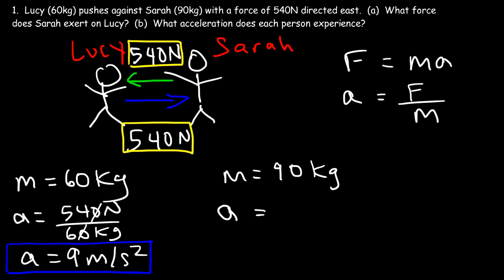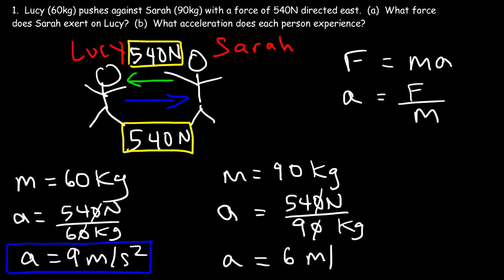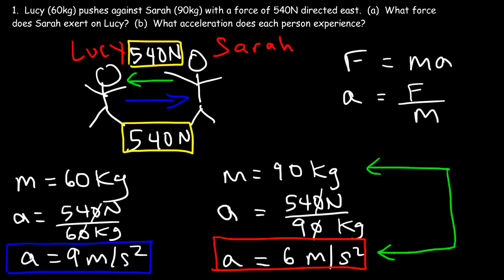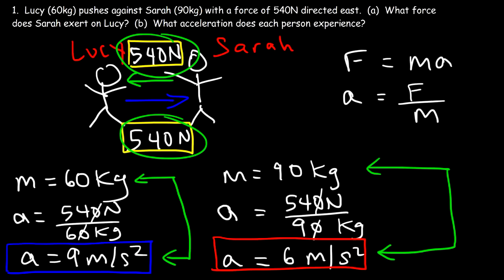Now what about Sarah? She feels the same force of 540 newtons, but her mass is 90. So 54 divided by 9 is 6. So Sarah experiences an acceleration of 6 meters per second squared. As we can see, the person with the greater mass will experience a lower acceleration. The person who's lighter experiences a larger acceleration. But the force exerted on both individuals will be the same according to Newton's third law.